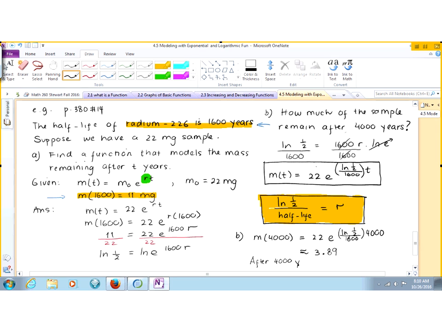So after 4,000 years, 3.89 milligrams. Wow. So it does take a long time, right? It starts with 22 milligrams, and after 4,000 years you still have approximately 4 milligrams. But I'd like you to enter it on your calculator and make sure you can do it. Can you try on your calculator, please?